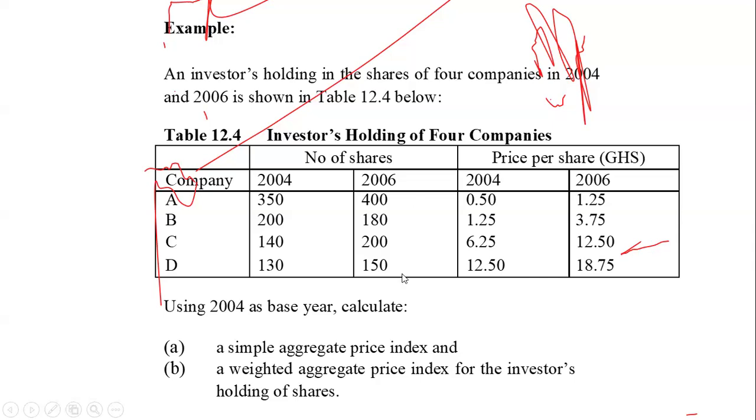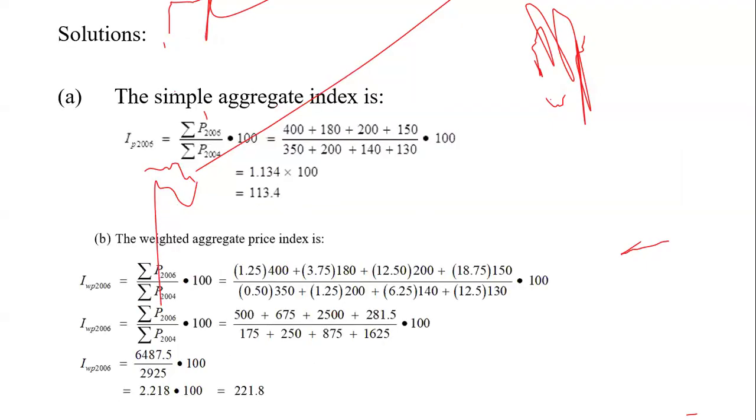The numerator is for 2006. So you take the number of shares times the corresponding price per share. You sum them like that to the end. Then you divide by the same approach: go to 2004, take the number of shares, multiply by its corresponding price per share for 2004. So that is what you see. Then you finish, you multiply by 100%. So that is what you see has been done here.